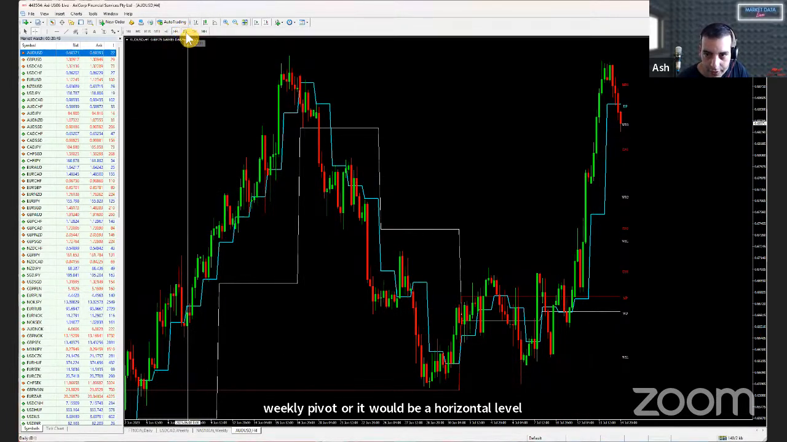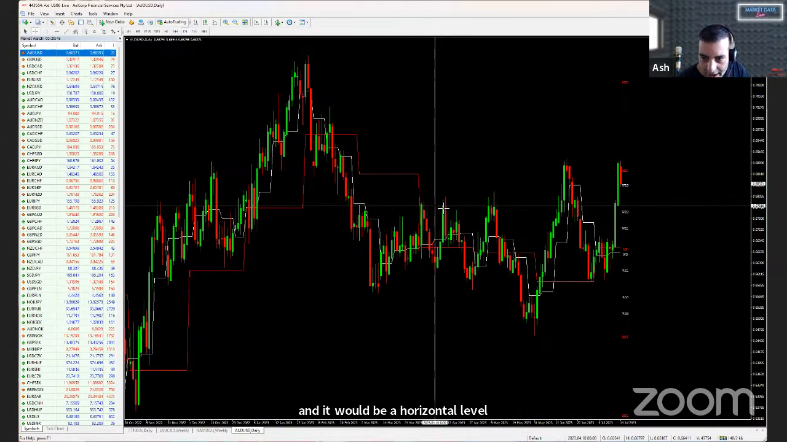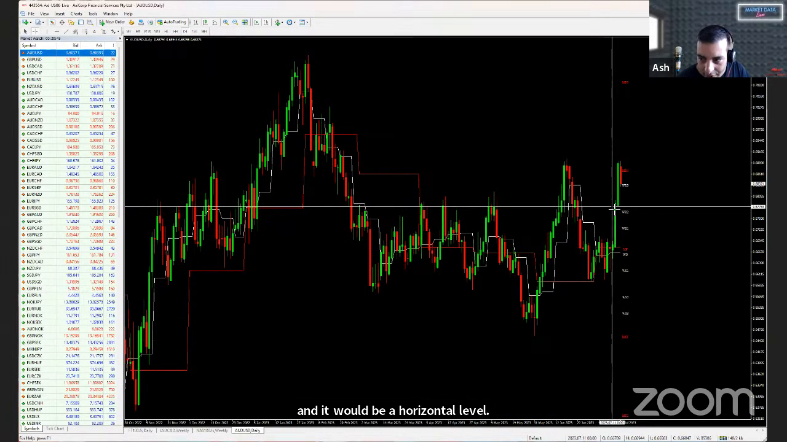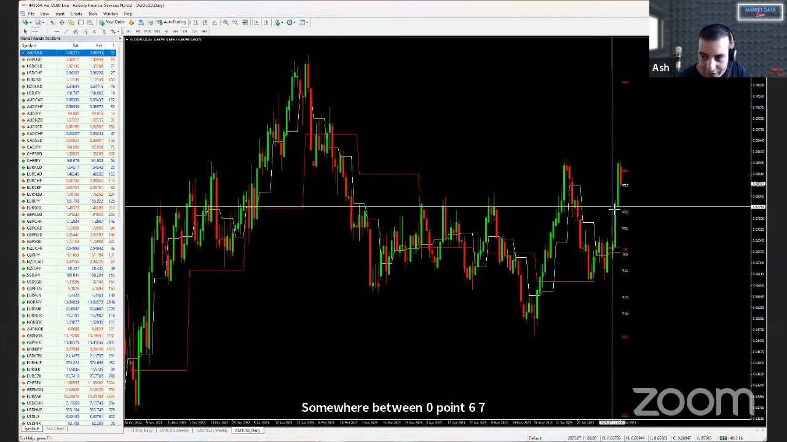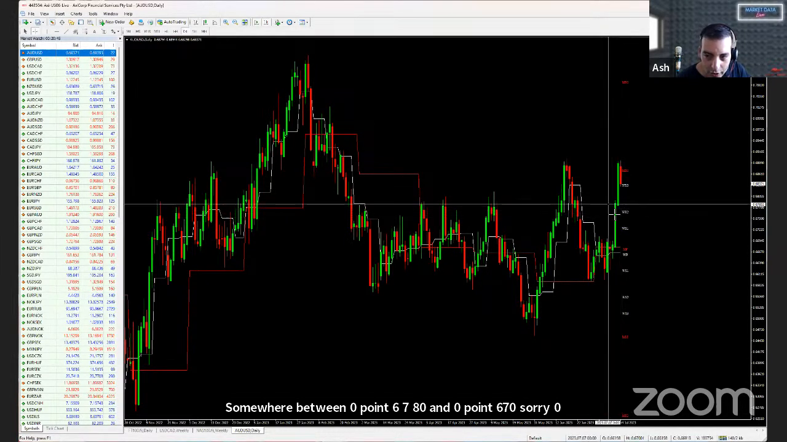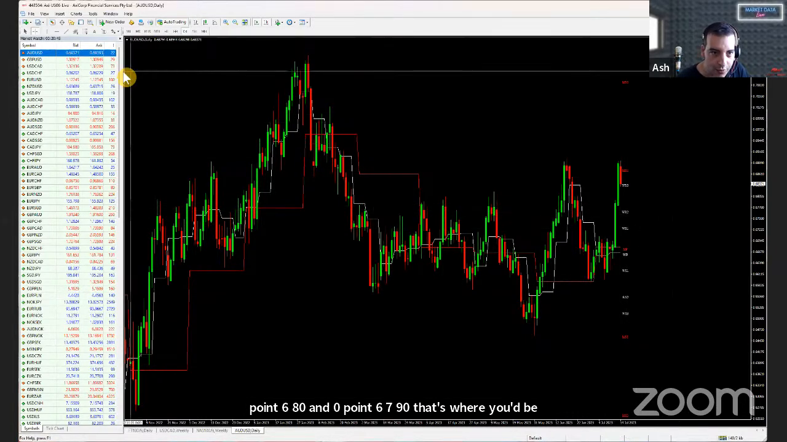And does that also happen on a daily? Yeah, it does. You can see it here. So that area there, somewhere between 0.6780 and 0.6790. That's where you'd be looking for a signal to move that to the upside.